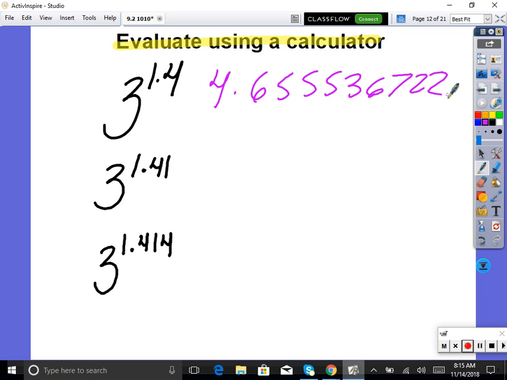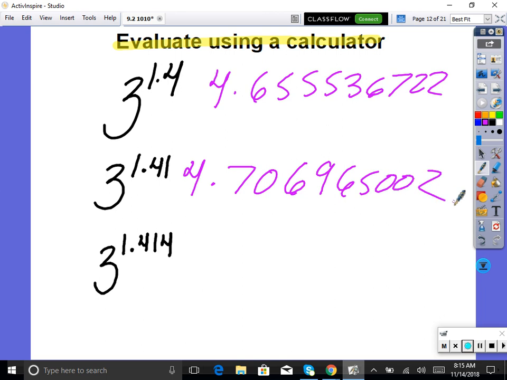3 raised to 1.41 is 4.706965002. Easy, right? If I said evaluate, great, I can do that. Type it in. You still need to use non-graphing calculators. You can use these kinds. Yep, that's why I got them.